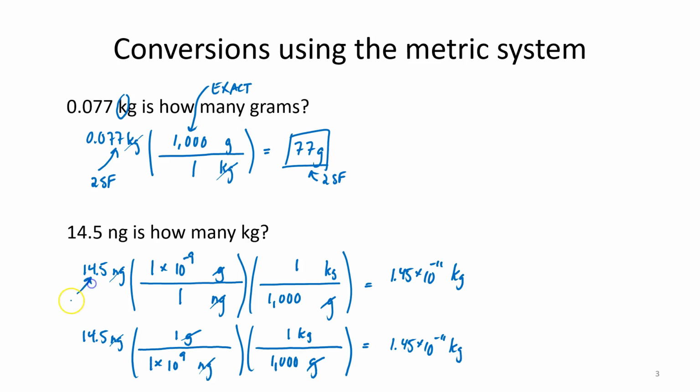Again, we had 3 sig figs in our starting number. The rest of these conversions are exact. They won't limit you. And this is our final answer, however you want to do it. And I think it makes sense that we would get such a small value because nanograms are very small.